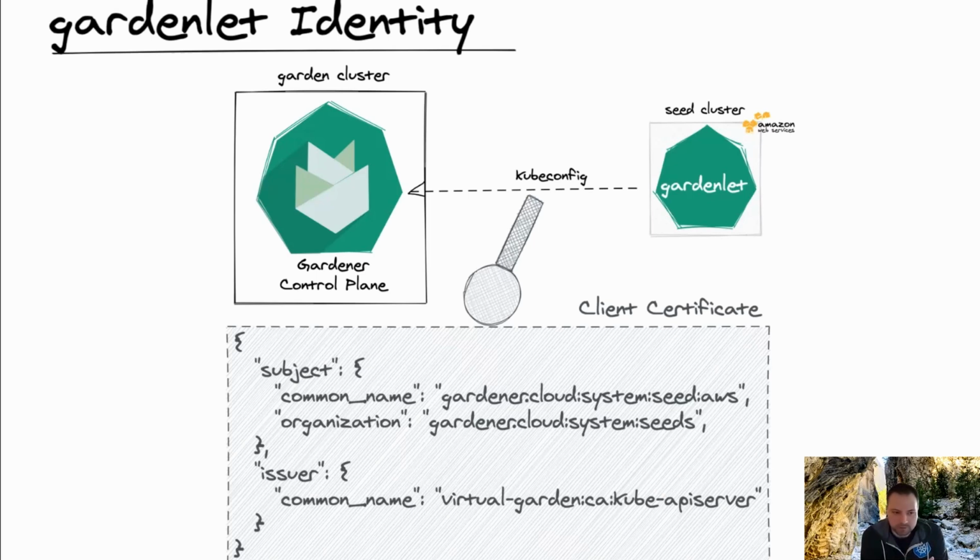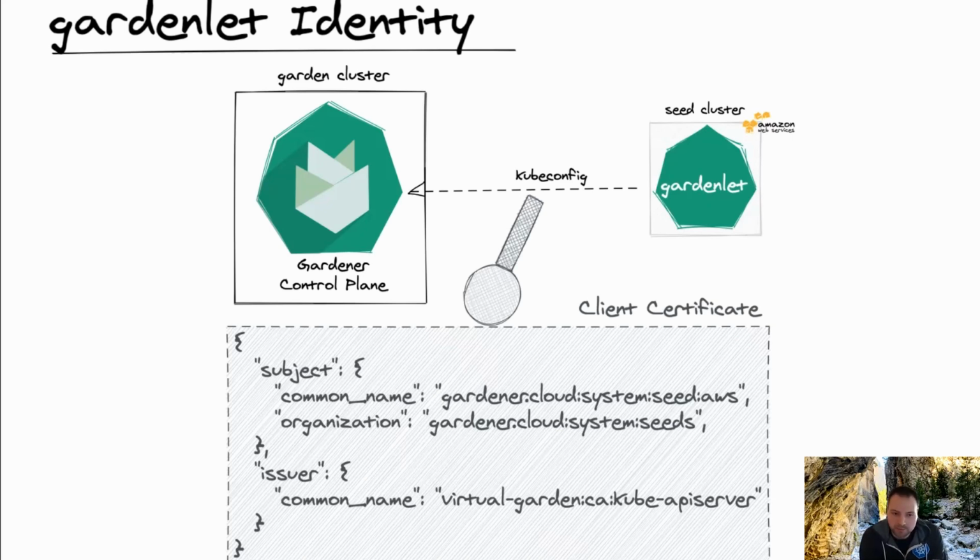is by using this TLS bootstrapping mechanism. So when you first deploy the gardenlet into the seed cluster, then as an operator, you provide it with a bootstrap token. And with this bootstrap token, the gardenlet creates a certificate signing request in the garden cluster and puts its own seed name into the common name of the certificate signing request. And then it is approved and signed by the controller managers.